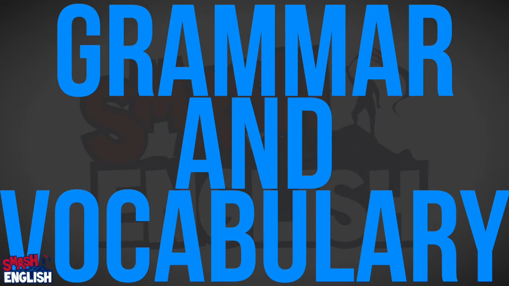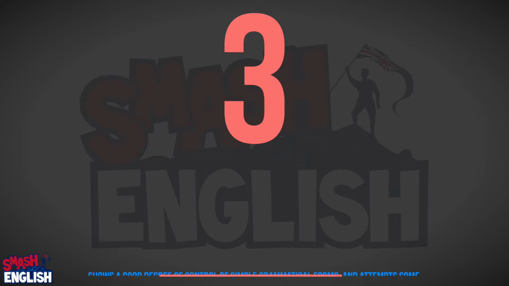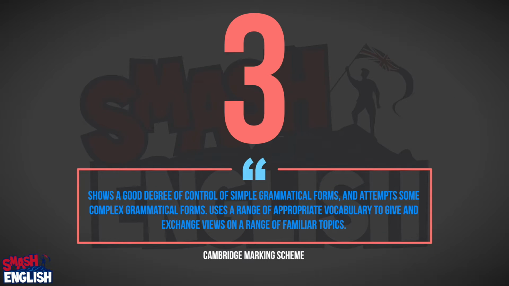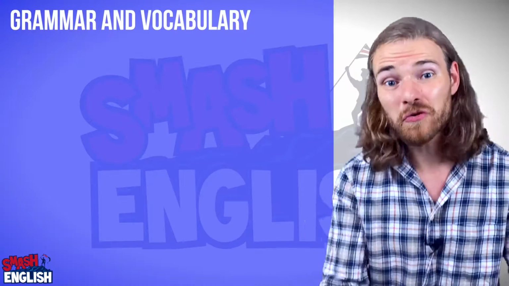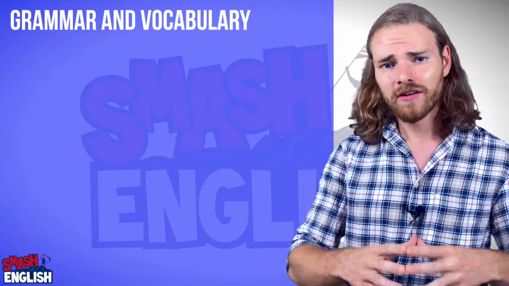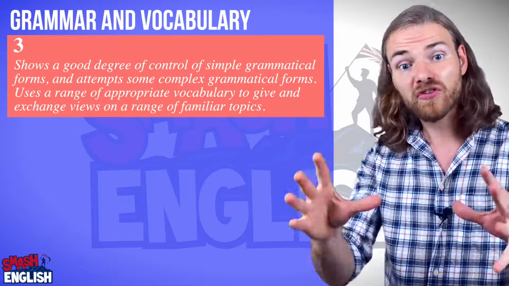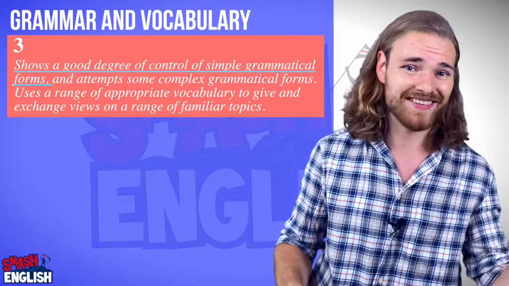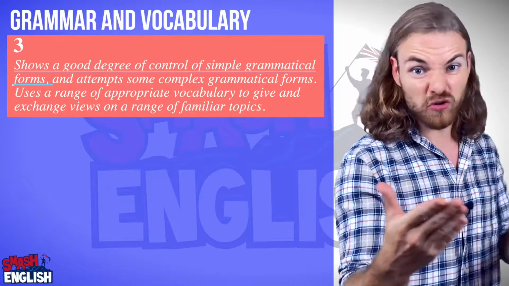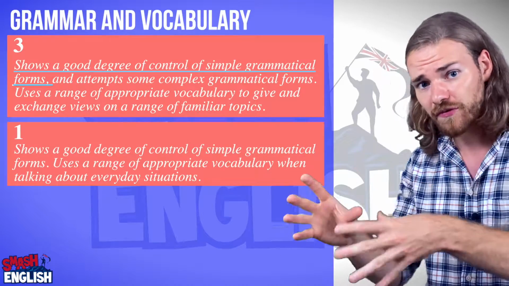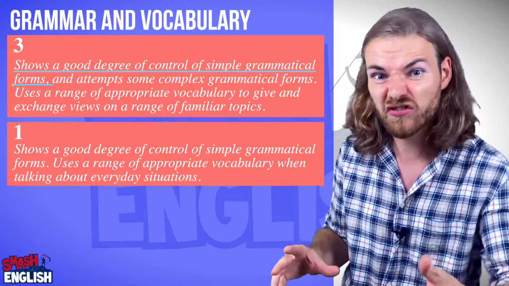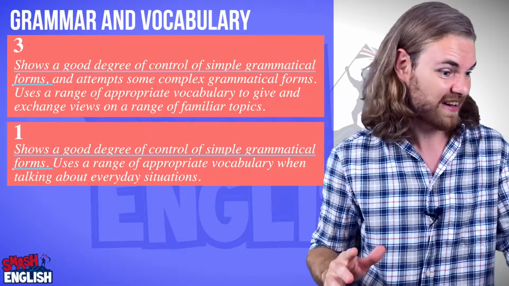Grammar and vocabulary. 3. Shows a good degree of control of simple grammatical forms and attempts some complex grammatical forms. Uses a range of appropriate vocabulary to give and exchange views on a range of familiar topics. This is super duper important. To get a 3, you must use simple grammar correctly. But also, to get a 1 in the B2 First speaking exam, you must use simple grammar correctly.